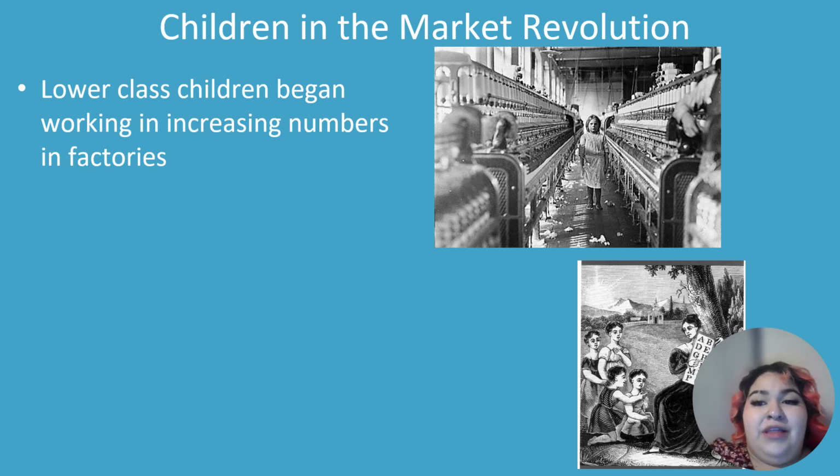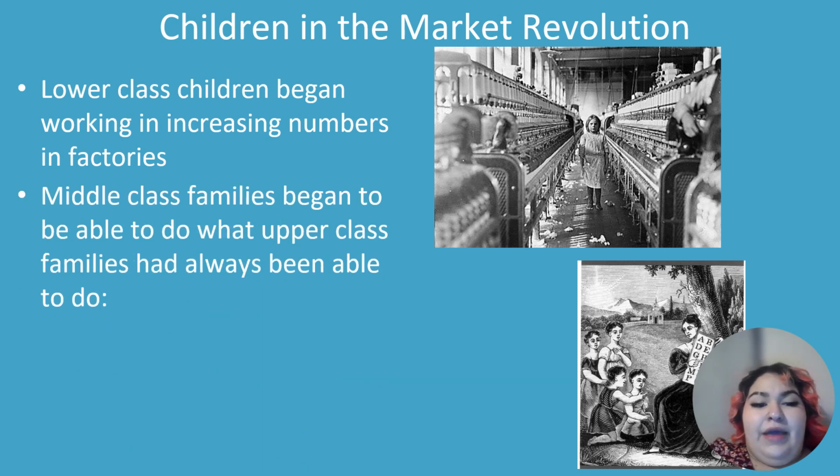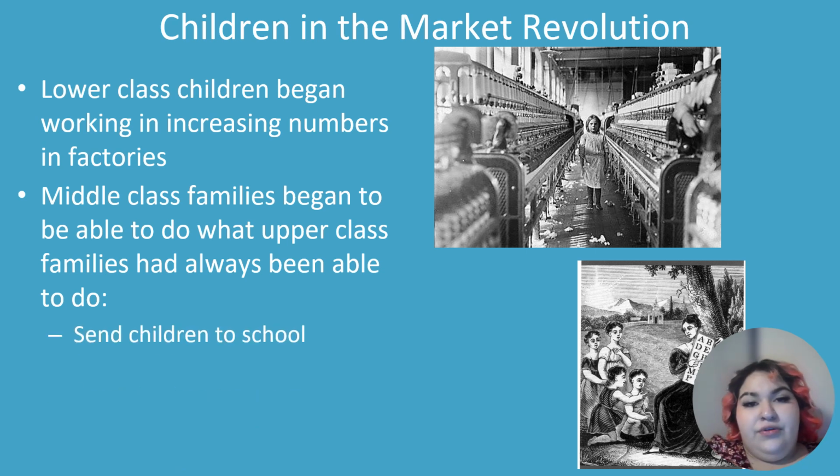However, with the rise of the middle class, their children didn't need to work. They were now able to do what upper class families had always been able to do, right? Now that they're not worried about having to make money and provide for their families, they're able to do what these richer families were able to do, meaning that their families could afford to send their children to school, right? Instead of sending them to go work in the factories. But if they weren't able to send them to school, their other option would be to educate them at home, and now that job would fall on the women of the family.